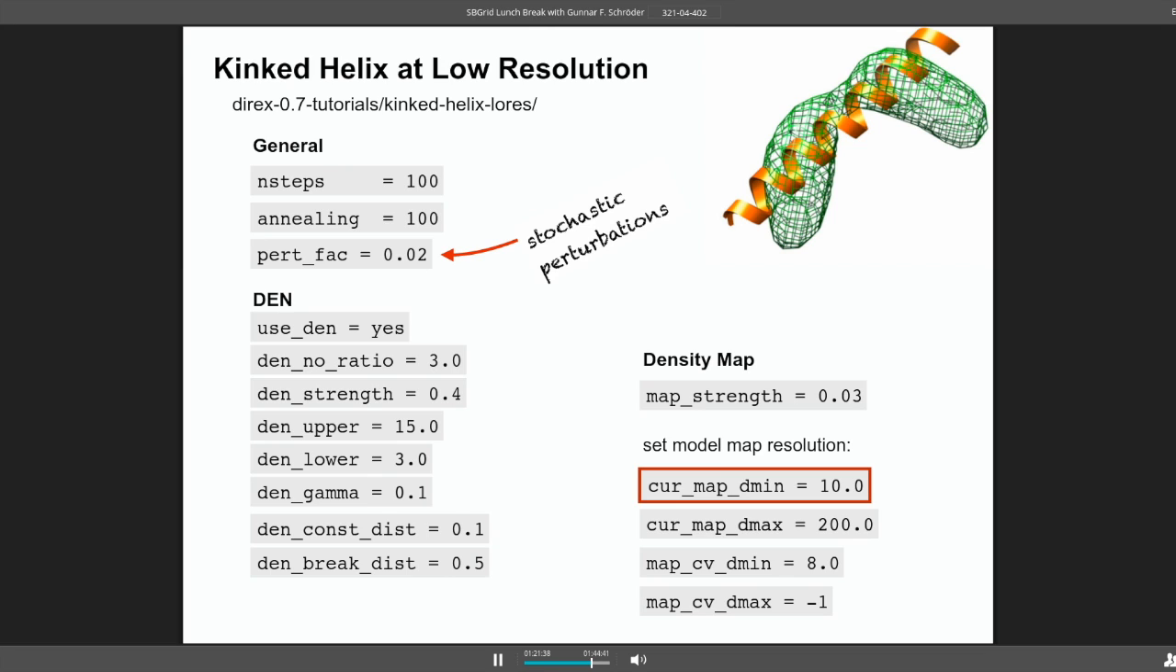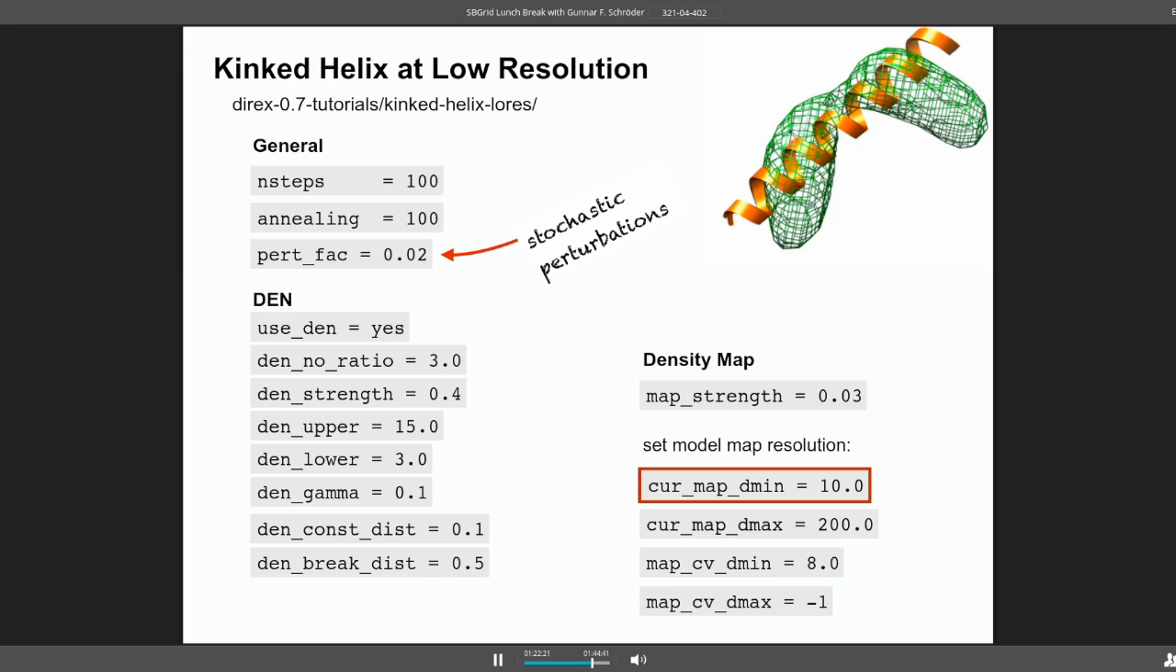And then you have the density map parameters. One is the map strength. That just scales the forces that drive the model into the density map. And then you have to set the resolution. You set Kerr map d min and Kerr map d max, which is the resolution range that's used for refinement. So the higher resolution, in this case the 10 angstrom value, really defines the cutoff of the resolution that is used for the refinement. And then the map CV d min and map CV d max define the resolution range that's used for validation. That's our test set, or the free set.